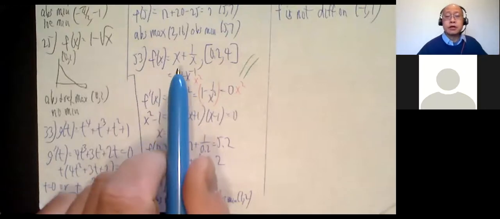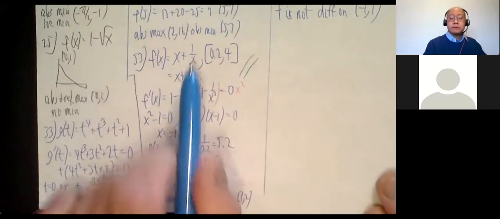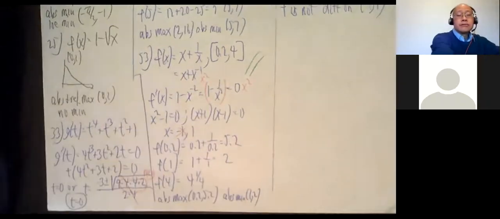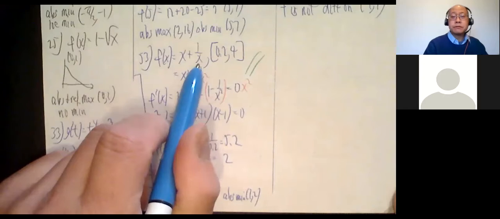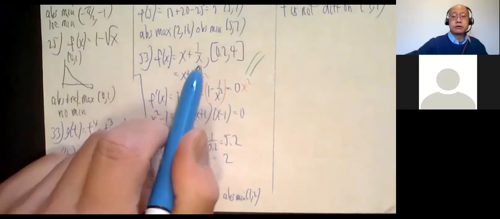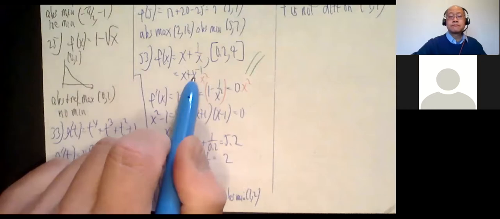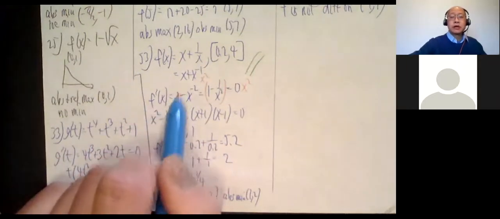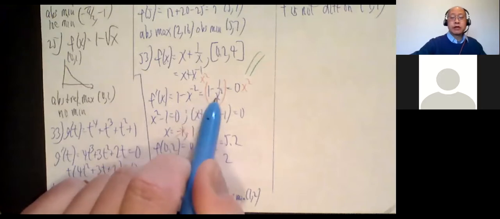So let me take the derivative. Again, if you have 1 over x, the best way to treat that is x to the negative 1. If you have a constant either on the top or the bottom, it's best not to do the quotient rule. So for 1 over x, make it x to the negative 1. So f prime of x is 1 minus x to the negative 2. That's 1 minus 1 over x squared.